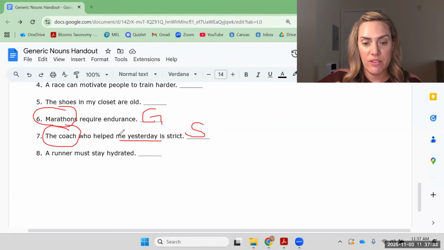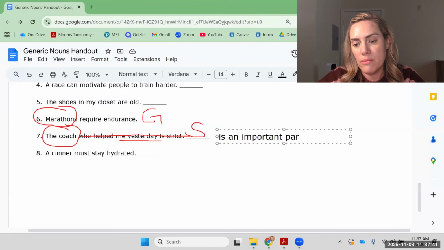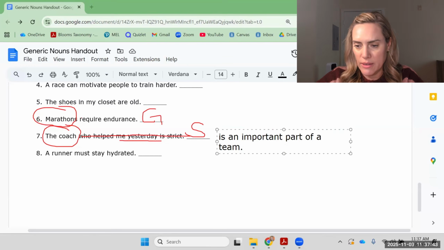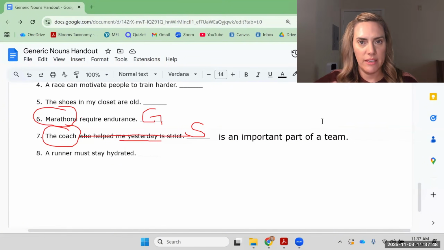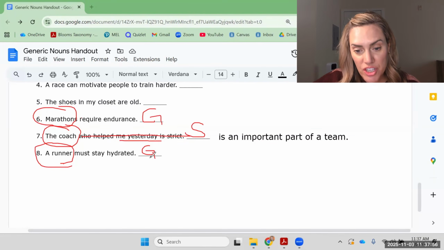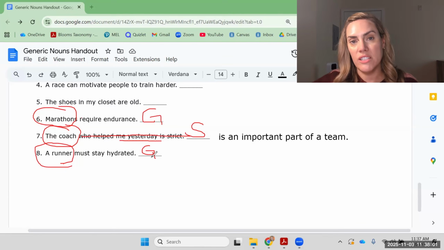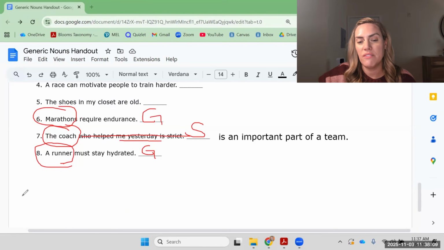But you can make it general. You can make it generic by taking out all that specific identifying information and by saying the coach is an important part of a team, right? In general, the coach of any team. That's a category. That's a generic noun. And then finally, number 8, a runner must stay hydrated. This is generic. A runner, any runner. You could also say runners must stay hydrated. You could also say the runner must stay hydrated, because we're speaking in general. We're not talking about any specific person.